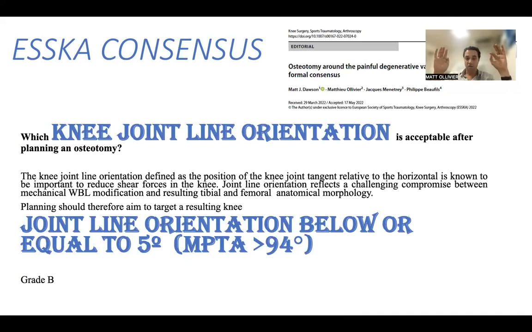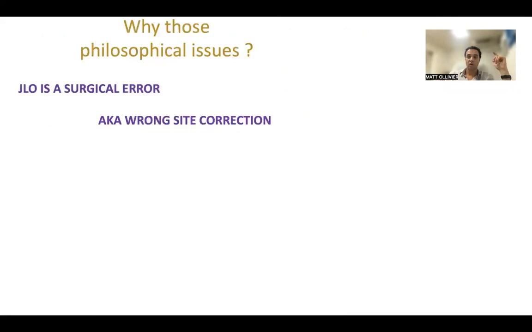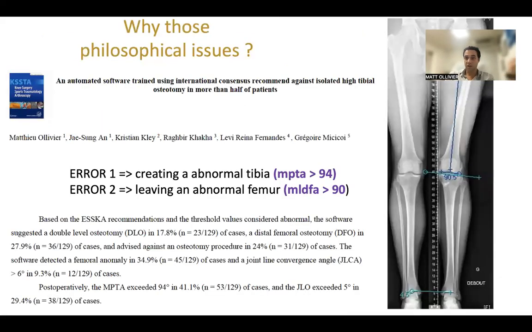So at the end of the surgery, you should have an MPTA below 94 degrees and a joint line obliquity below 5 degrees. It's not coming from nowhere. This is the starting point of the bad things. And we know that if you do wrong-side correction, this is a paper we published in KSSTA, if you even ask an automated software to decide which patient is a good or bad indication for each year, you see it even in my practice. I create a lot of abnormality.